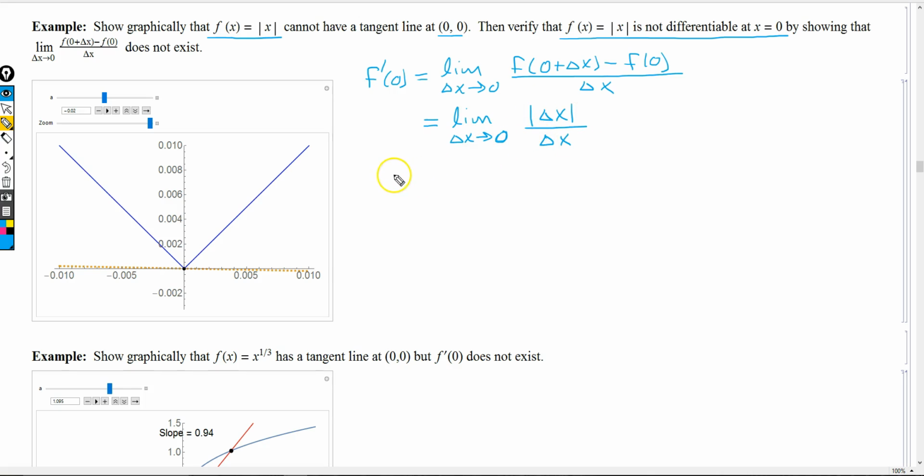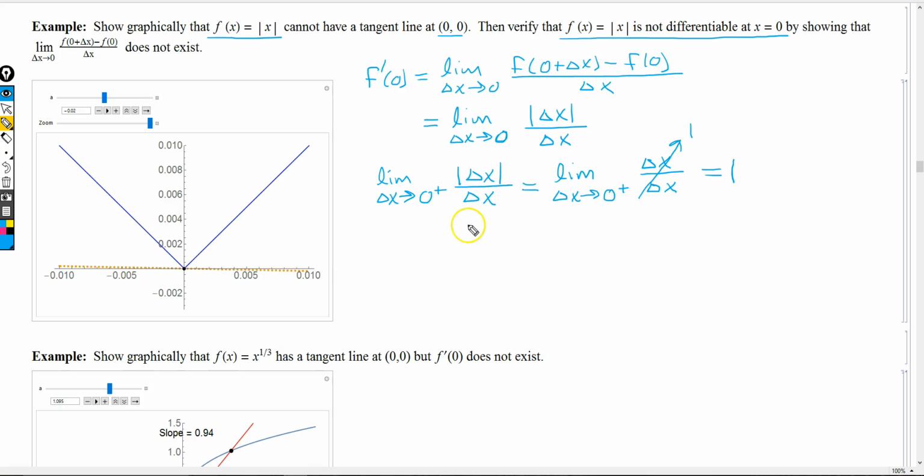And let's see why. Well, if we look at the left and right hand limits of absolute value delta x over delta x as delta x goes to 0, we get the following for each. And so we see the limit from the right of absolute value delta x over delta x is going to be 1. And that's because as delta x is approaching 0 from the right, it is a very small positive number. So the absolute value of delta x is just going to be delta x itself. And of course this quantity is always equal to 1, and so the limit is 1.